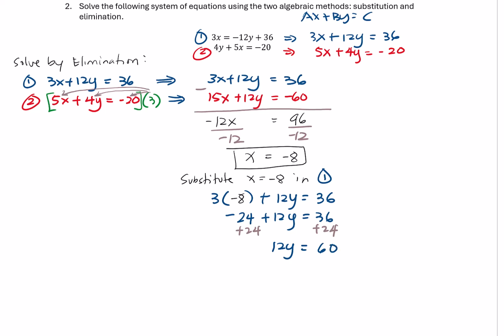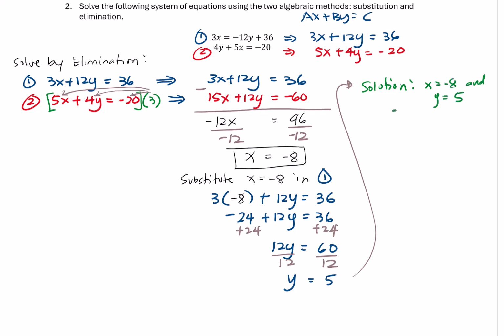Then divide both sides by 12. Our y is now equal to 5. So our solution: x is negative 8 and y is 5. As an ordered pair, we will write it as negative 8, 5.